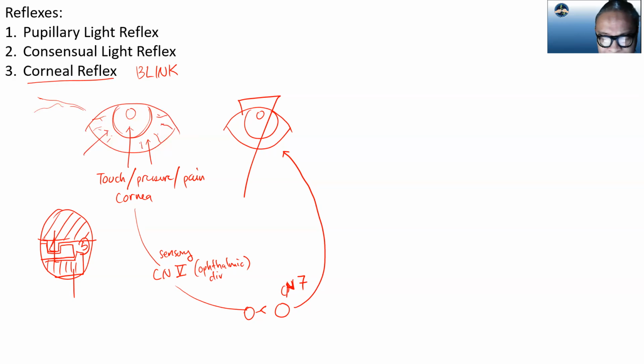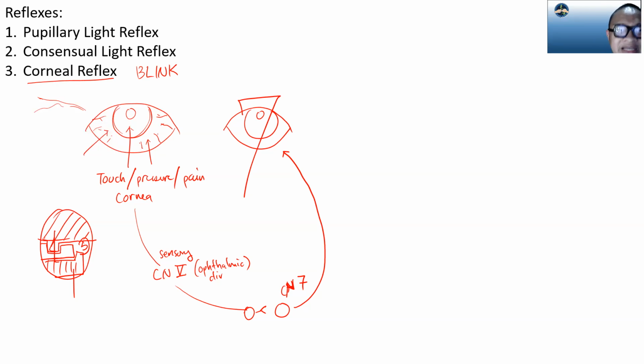Now, use that and see what happens. You will observe that when the patient blinks, both eyes blink. No normal person would blink only one. So you've also tested the other eye. The cranial nerve 7 on the other eye is also intact. But you haven't tested the cranial nerve 5 on the other eye. So what do you do? You touch the other cornea.